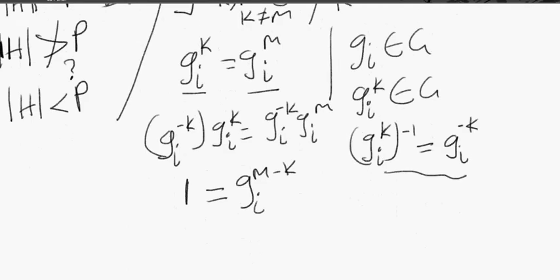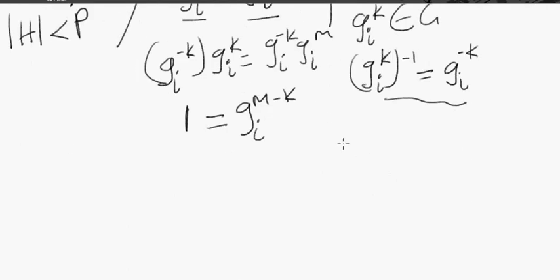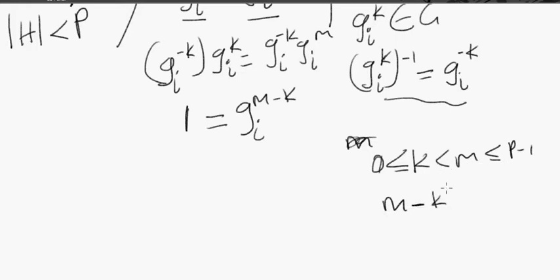Okay. So question: we said before that k is less than m is less than or equal to p minus 1, and the lowest k can be is 0. What does that tell us about m minus k? If m and k are between 0 and p minus 1, is m minus k also less than or equal to p minus 1, and of course greater than or equal to 0, is the question.